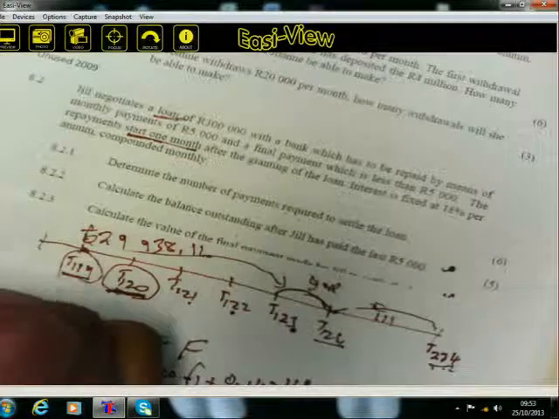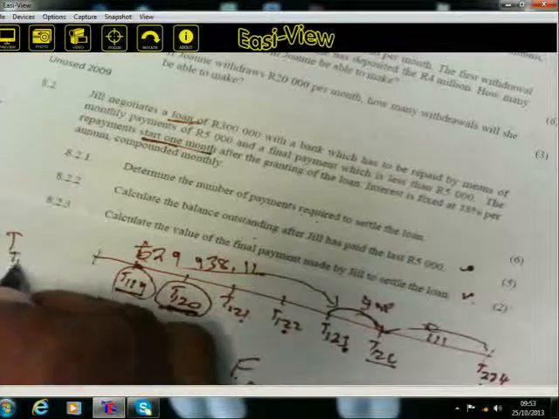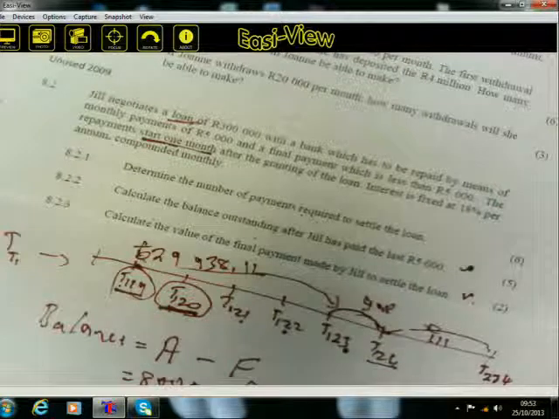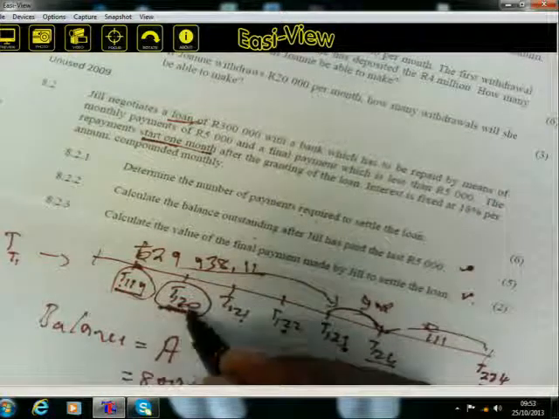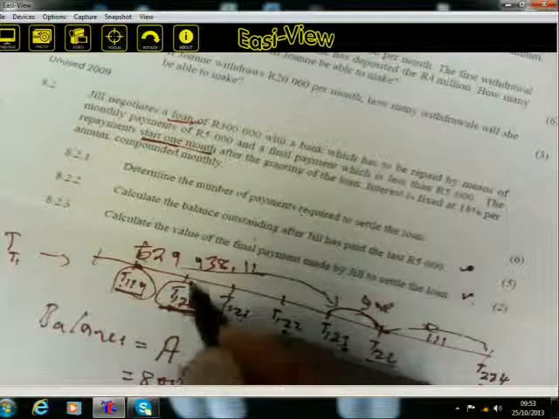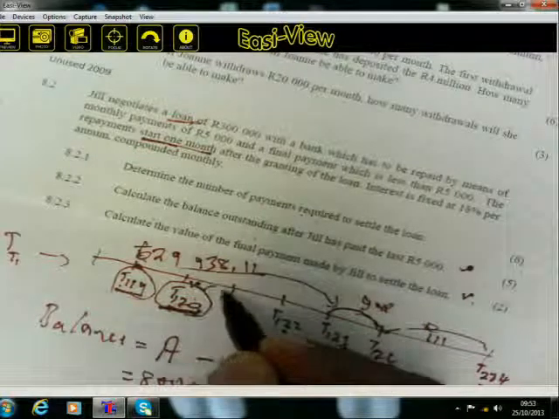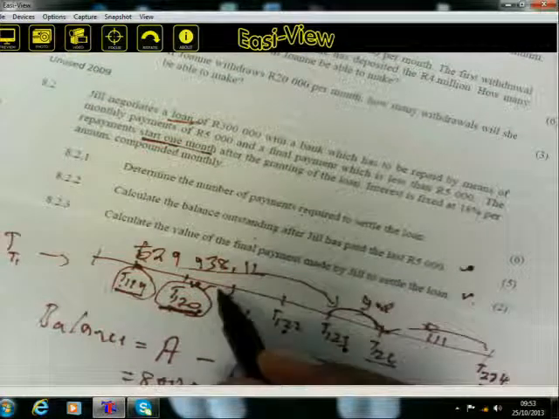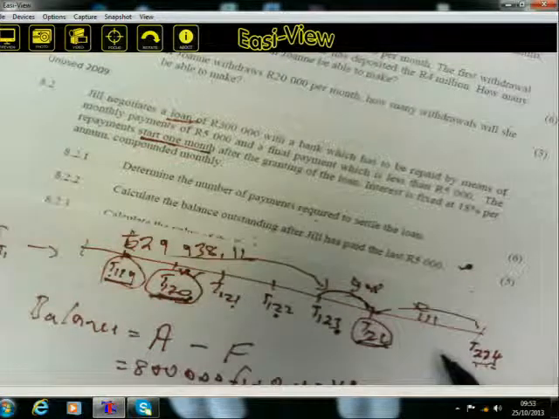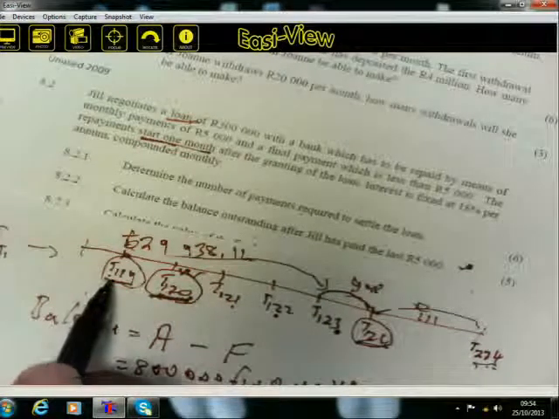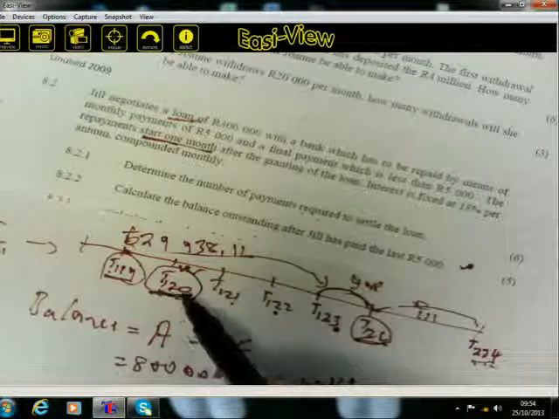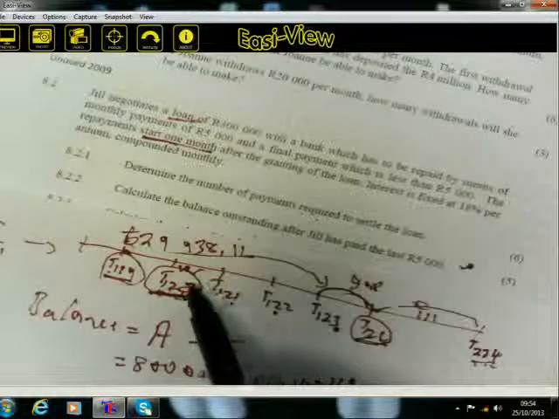He did pay from T1 up to T119. But when he was supposed to make a payment at T120, he didn't pay. You remember he had unexpected expenses. Therefore, he is making a payment at the end of what? T120. That is why I said the answer here, T will be 119. We cannot use 120. He was supposed to pay here.